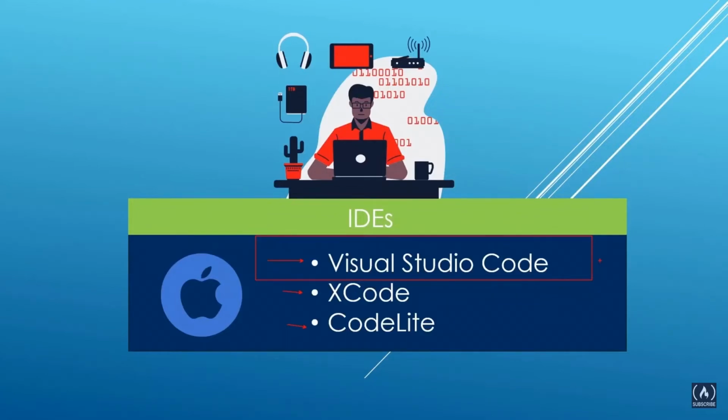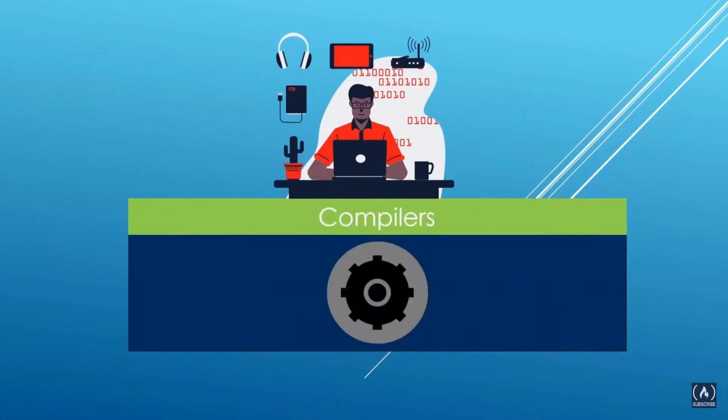Now, after we have an IDE rolling, we will need a compiler. And as we say, the compiler is a tool that is going to transform your C++ code into a format that can run directly on the hardware.